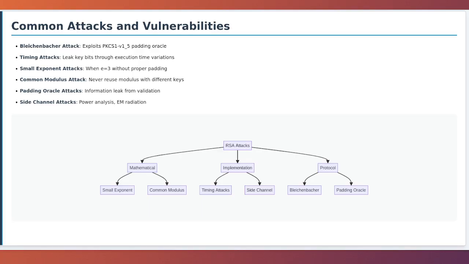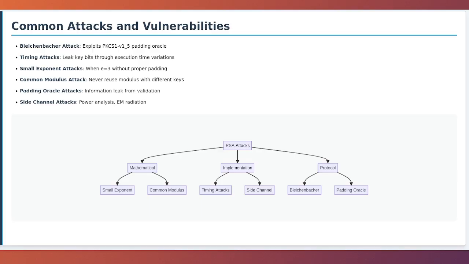The resulting ciphertext c then equals m cubed without any modular reduction. This allows for trivial decryption by simply taking the cube root. This is why proper padding is essential, and it's also why OAEP and PKCS 1 version 1.5 both include padding. This padding ensures that the encrypted value is close to n in magnitude.